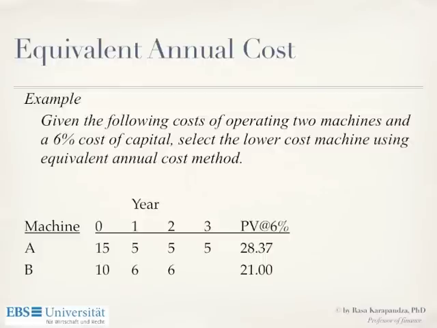Now, the question is, which machine do you buy for your factory? This one has a higher net present value. If you calculate the present value, you will get 28.37. This one has a present value of 21. Which one do you buy? Yes, this one is cheaper, but it doesn't mean that you want to buy this one because it lasts less. It lasts 1 year less than machine A.